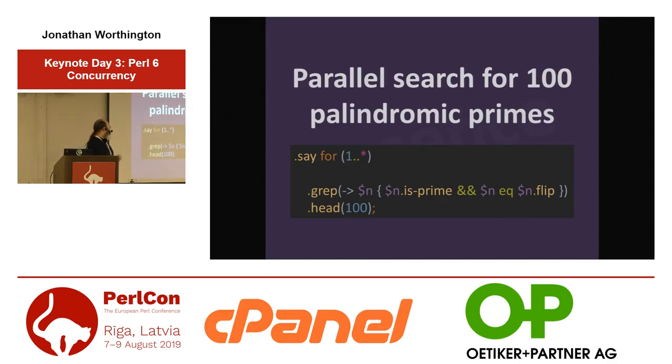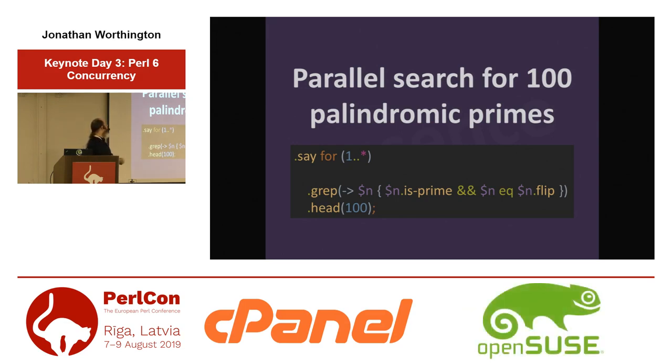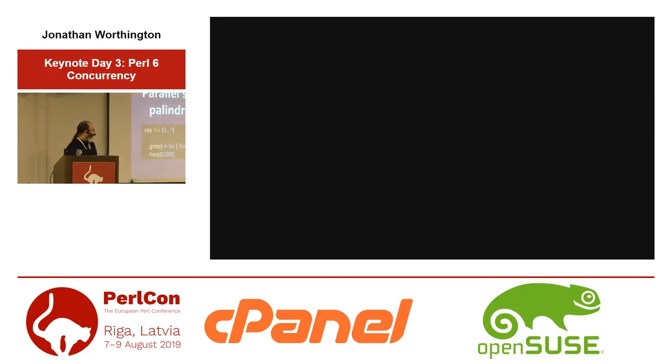And then we grep out those numbers that are prime, and where the number is equal to the flip of itself. And then we take 100 of them. And I ran this on my desktop at home, and it ran for about 16 seconds. And I said, okay, that's a long time to wait. What if I use all the cores?